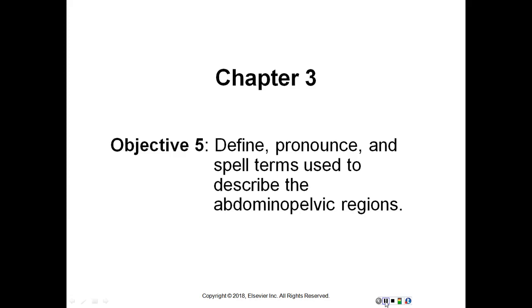Continuing with Chapter 3, Objective 5, now we're going to define, pronounce, and spell terms used to describe the abdominal pelvic regions. First of all, why do we even need abdominal pelvic regions? Well, they help us to locate medical problems with greater accuracy and for identification purposes. The abdomen and pelvis are divided into 9 regions, which is called the abdominal pelvic regions, and they're usually used when doctors are doing physical exams and for medical history to describe signs and symptoms.